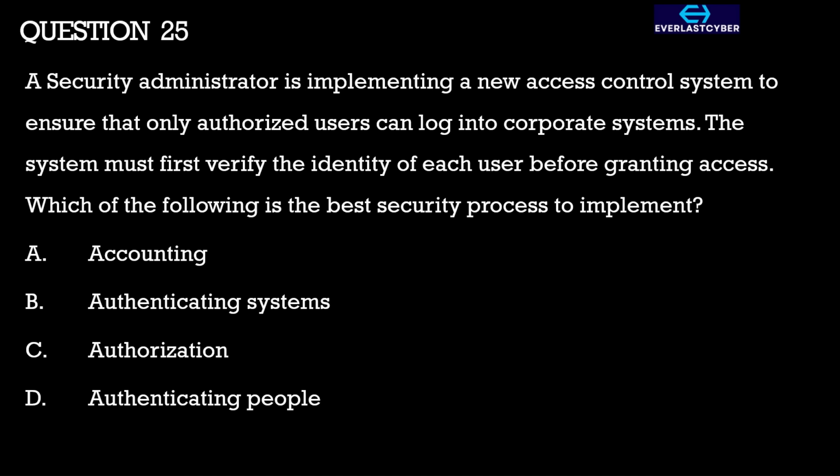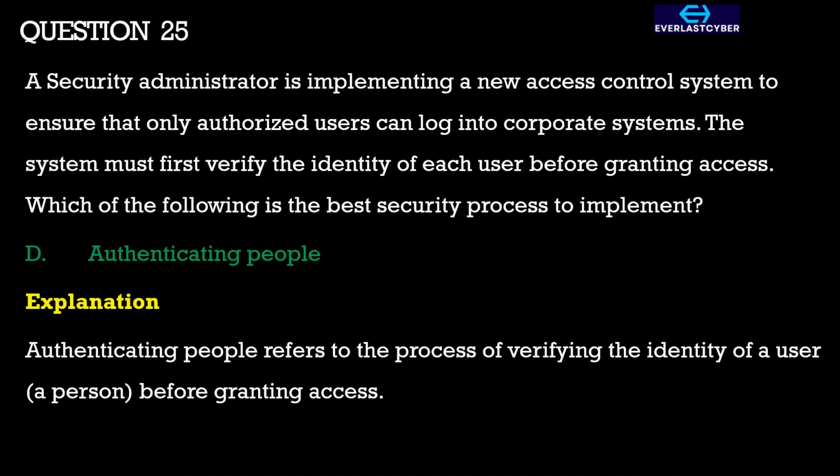Accounting tracks and logs user activities after access is granted. However, it doesn't verify identity. Authenticating systems verifies the identity of devices or systems, but not of users. Authorization grants or denies permission based on user identity. However, this only comes after authentication. Authenticating people refers to the process of verifying the identity of a user before granting access. So this ensures that only authorized individuals can log in on corporate systems. So our answer here is option D, authenticating people.